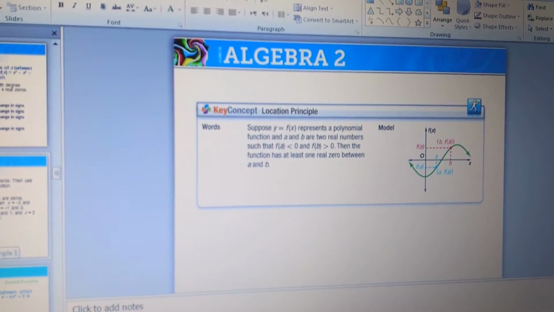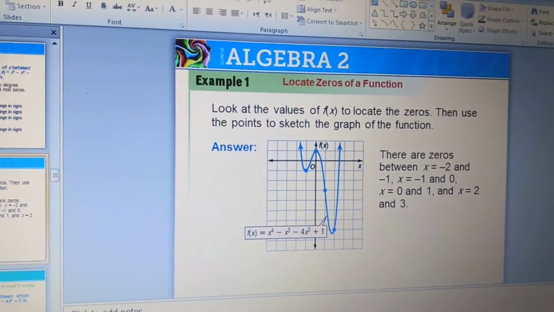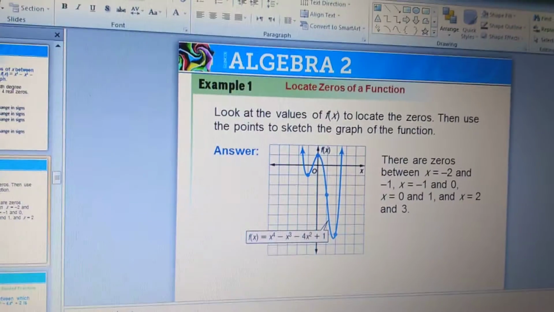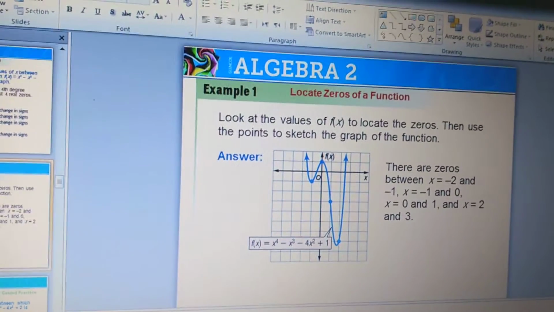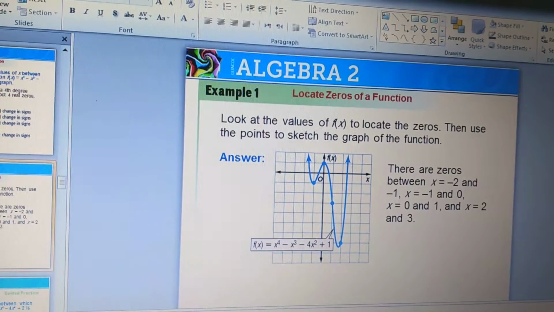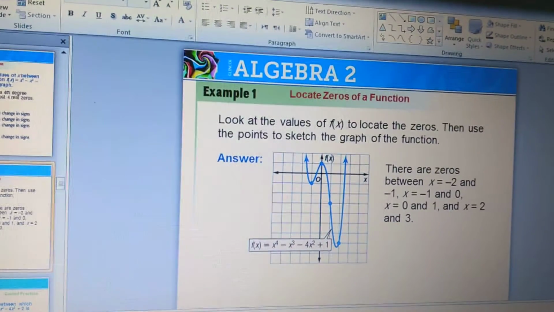Look at this example here. Look at the values of f(x) to locate the zeros. Then use the points to sketch the graph of the function. We have this graph.